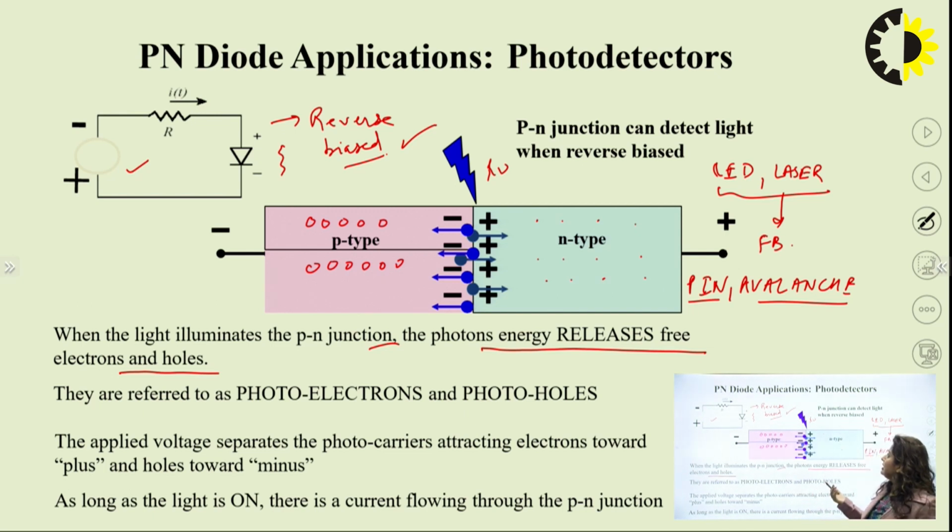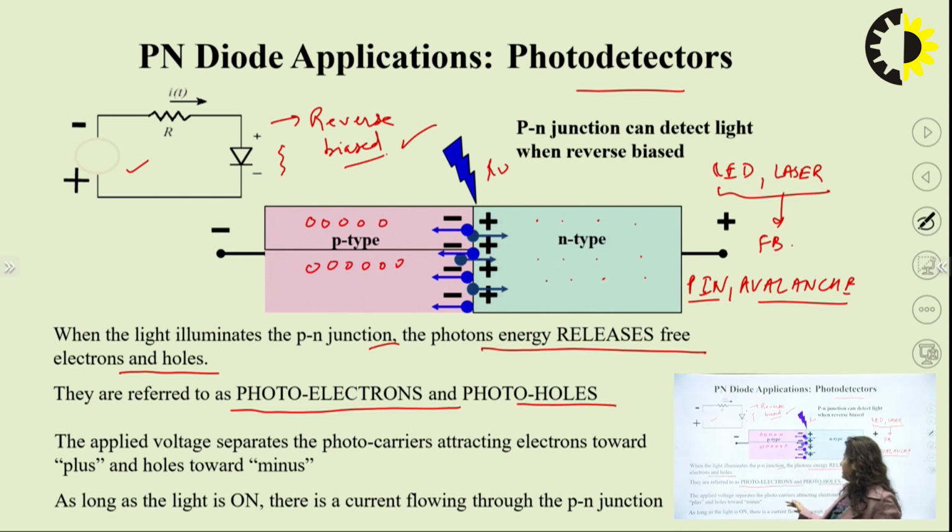On the other hand, in the case of photodetectors, the light will fall on the photodetector, the combinations of holes and electrons get repelled from each other, and they produce free electrons and holes. Basically this means they produce electrical energy or electricity. So they are referred to as photoelectrons and photoholes here. The applied voltage separates the photocarriers, attracting electrons towards plus and holes towards minus.